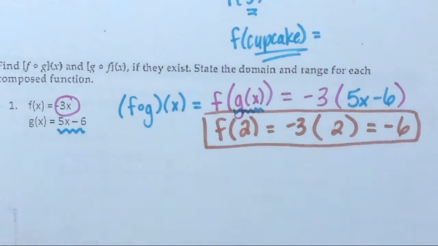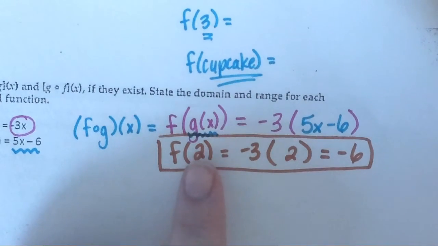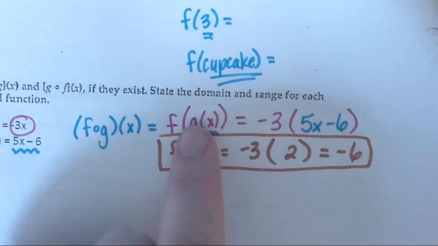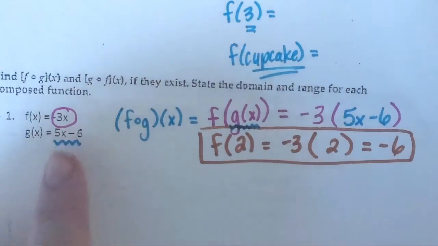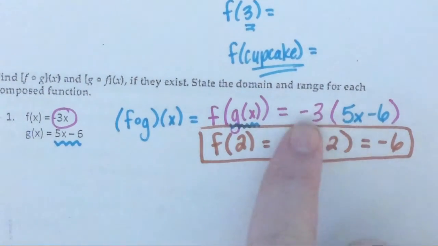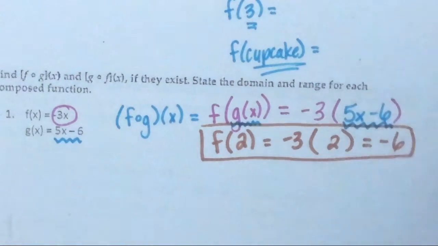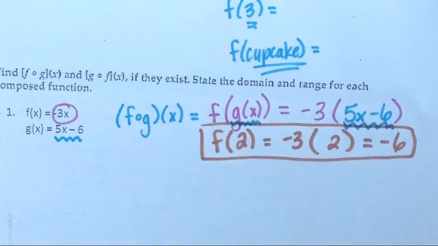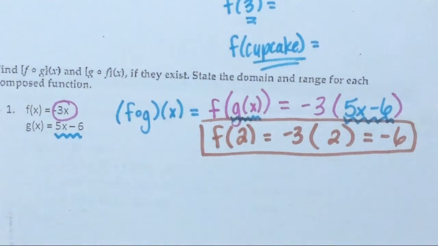So that's exactly what's happening today. Everywhere we see an x, instead of putting x, we're going to plug in g of x, which happens to be the function 5x minus 6. So everywhere I used to see an x, it used to be negative 3x. Instead, I'm going to plug in 5x minus 6. So it's just like this, except we're going to require a little more math.